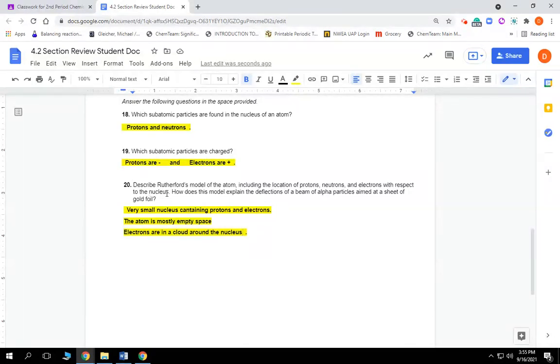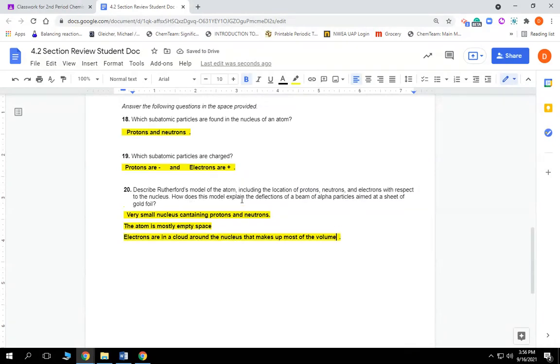You could add a few other things, but again, the protons and, excuse me, this is not electrons, this is neutrons, are in the nucleus. The nucleus is very small. The atom is mostly made up of empty space, in which the electrons are in a cloud around the nucleus. And we're going to add that makes up most of the volume. Okay, that's it. We've answered all of them.